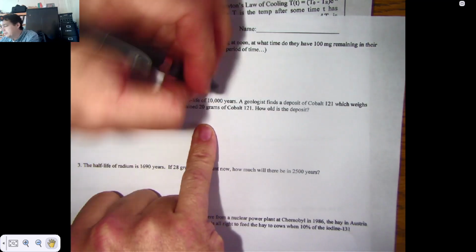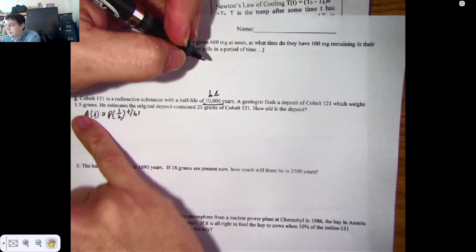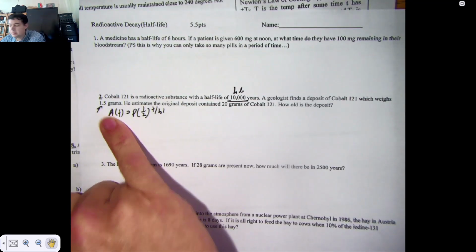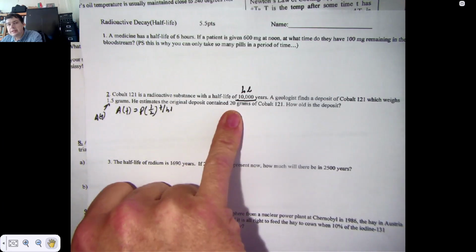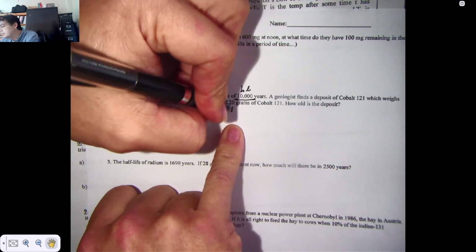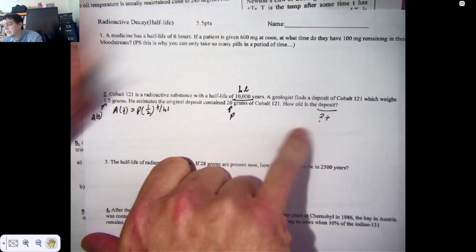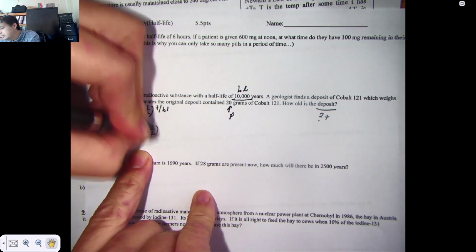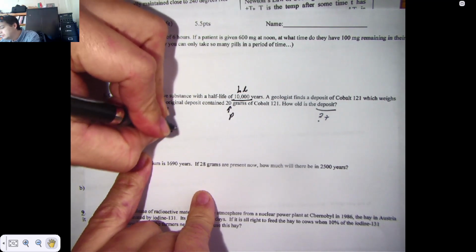We have a half-life of 10,000 years. There's HL. This right here, he finds something, which means it's been stuck in the ground for a long time. This is the amount after time passes. An estimate of the original, there's P. How old is the deposit? So the question mark is what is time? So 1.5 equals the principal amount of 20 times 1/2 to the t over the half-life time of 10,000.